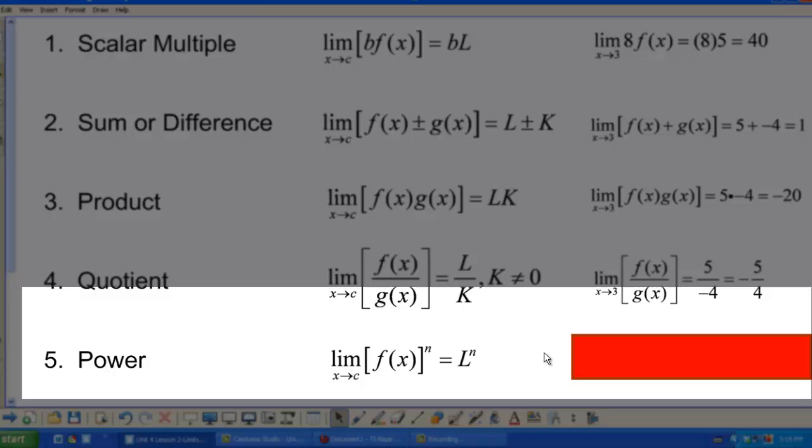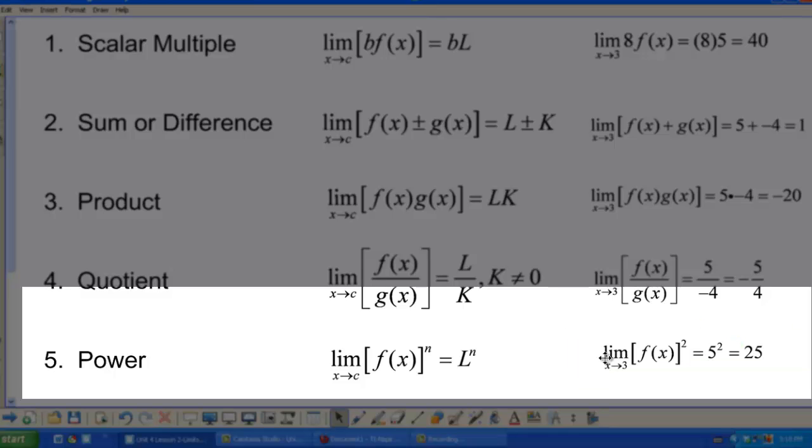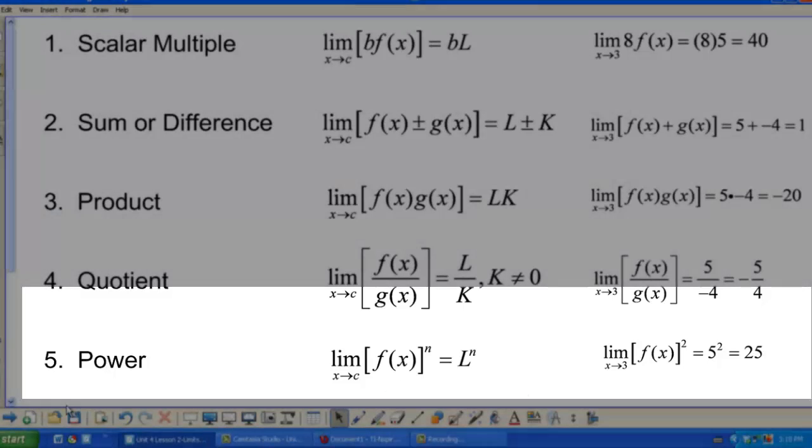And the power property also works. If I want to take the limit of f of x raised to the nth power, and I know that when I evaluate the limit of f of x, it's equal to 5, I can just take 5 to the second power, and that limit would be 25.